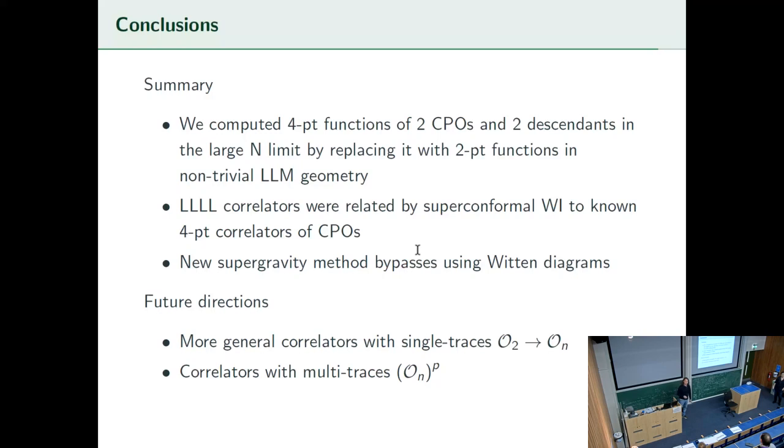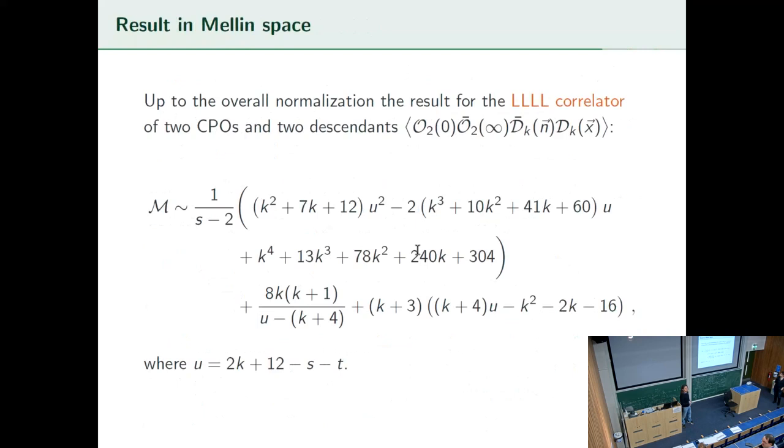In one of your slides, the 4-point function was proportional to a function of k. Is it possible to fix the numerical coefficient by using unitarity of the S matrix? Well, the unitarity is already encoded in this correlator. It's just a numeric coefficient which depends on k.